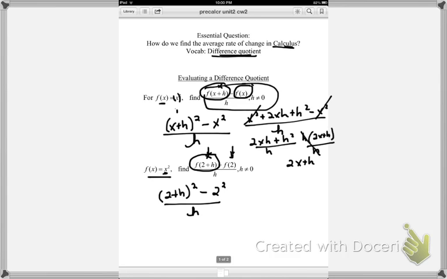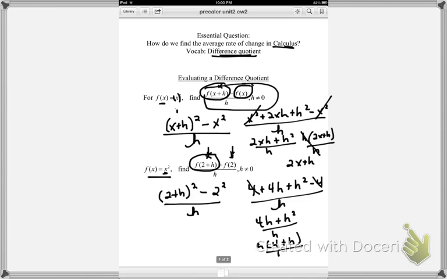So again, we have to do the 2 plus h squared, which gives us 4 plus 4h plus h squared, and we've got this next term, minus 4, all over h. Combine your like terms, 4h plus h squared, factor out an h, and now you can cancel out your h, leaving you with 4 plus h.